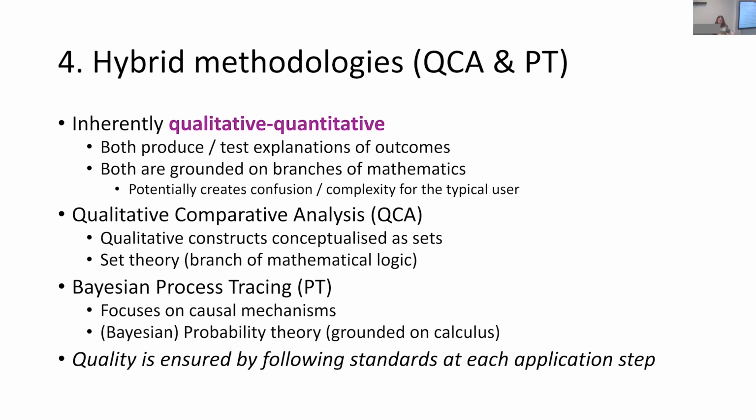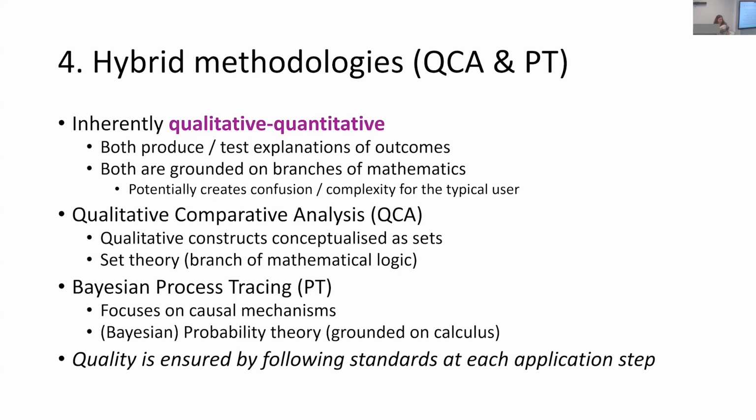Specifically, for QCA, qualitative constructs are conceptualized as sets. So it's qualitative, but at the same time it's based on set theory, which is a branch of mathematical logic. And for process tracing, the focus is on causal mechanisms, which are even more fine-grained than in QCA. But then Bayesian probability theory is essentially calculus. Right, so how do we ensure quality?